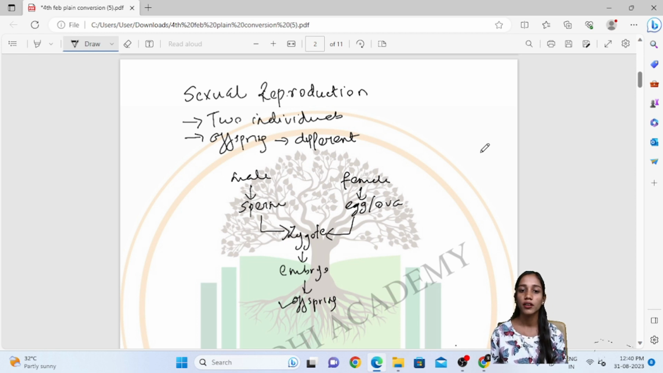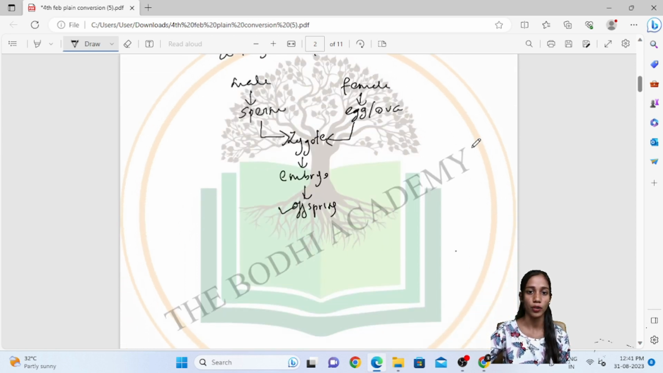So here the main difference between sexual and asexual reproduction is that in asexual there's only one parent involved and the offspring is the exact copy of the parent. Whereas in sexual reproduction, there are two individuals involved and the offspring produced is not the exact copy. It has the characteristics of both the male and the female. So this is the definition of sexual reproduction.